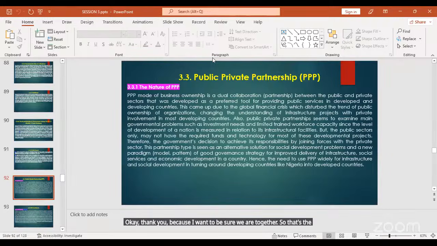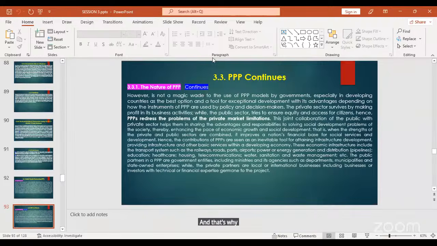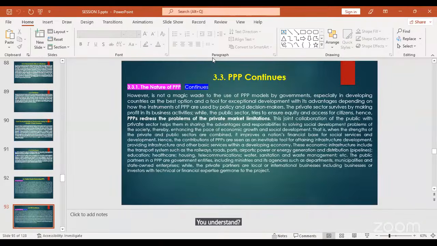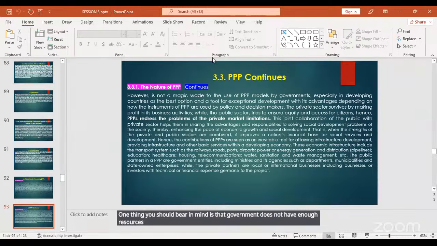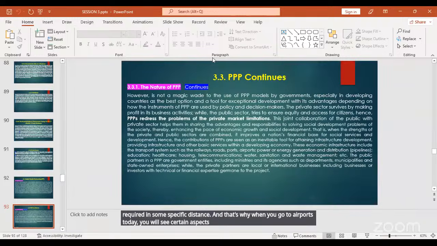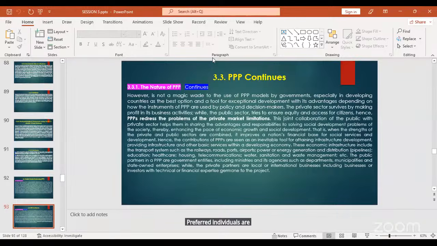So that's the concept of public-private partnership. And that's why you see private universities today. One thing you should bear in mind is that government does not have enough resources to provide everything required in some specific business. And that's why when you go to airports today, you will see certain aspects where private individuals are absolutely in charge.